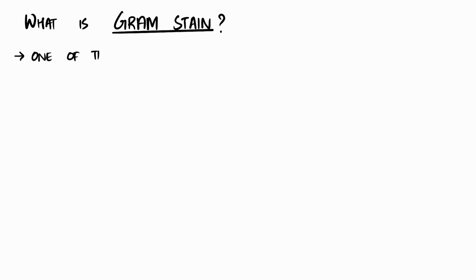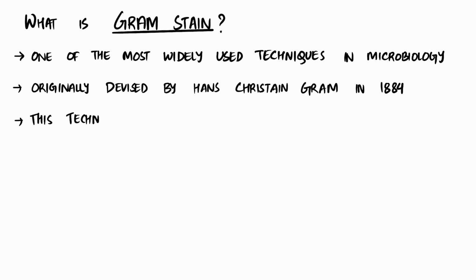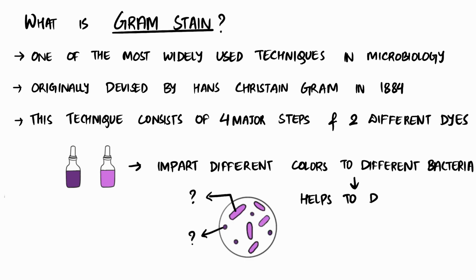Now let's look at what is gram stain, and we'll also quickly go through the steps to perform a gram stain. Gram stain is one of the most widely used staining techniques in microbiology. This staining technique was originally devised by Hans Christian Gram in 1884. This technique consists of 4 major steps and 2 different dyes. These dyes impart different colors to different bacteria and hence help to differentiate the bacteria into gram-positive and gram-negative bacteria.